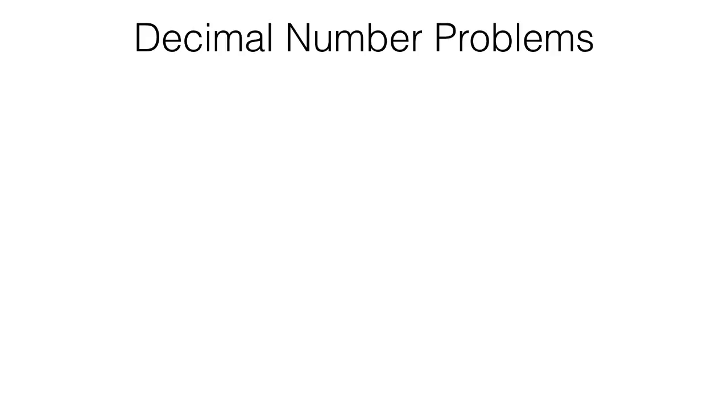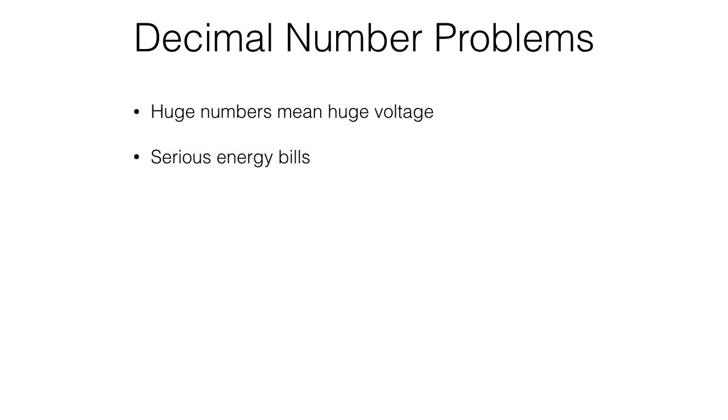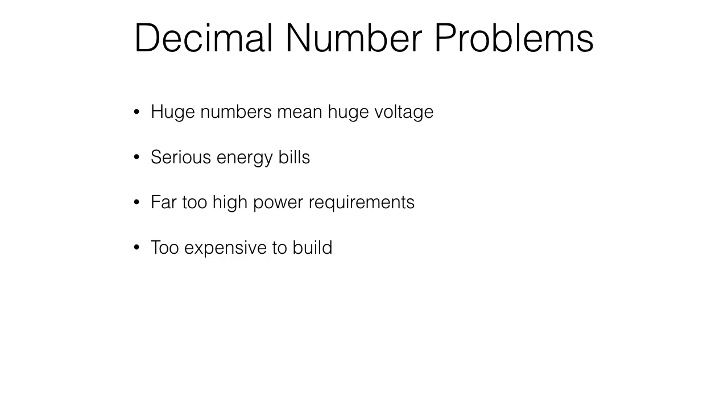So there's a problem, an inherent problem with dealing with the decimal number system. Decimal numbers being our counting numbers, 1, 2, 3, 4, 5, all the way up to as far as we can count. So huge numbers mean huge voltage. That means some really serious energy bills, right? You're going to need a nuclear plant outside your home.